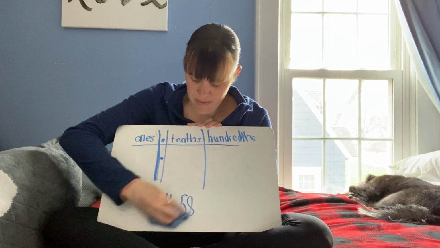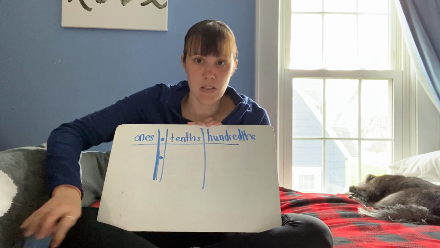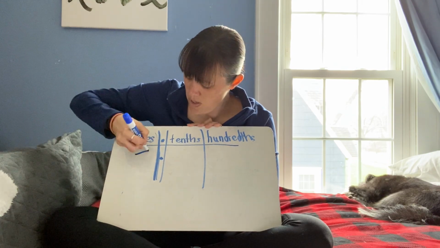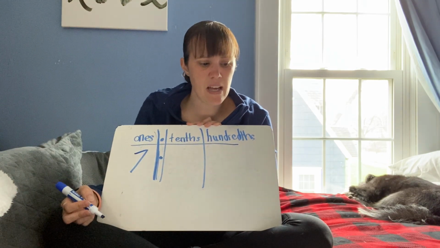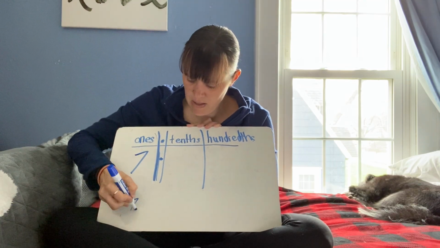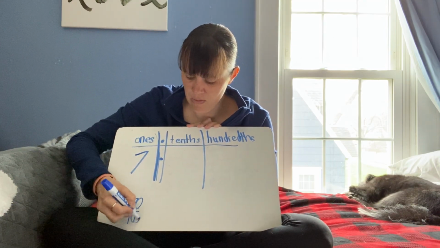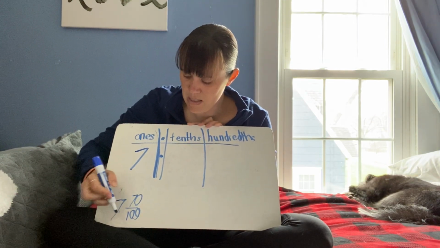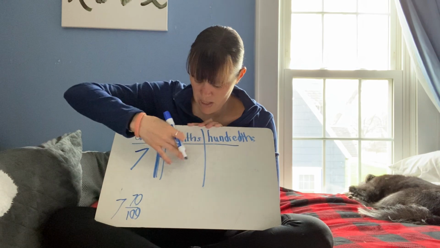Now F. F is a good one. It is 7 ones, so 7 ones, and 70 hundredths. 70 hundredths, right? 70 hundredths. So it's 7 and 70 hundredths. Well, what goes in here?